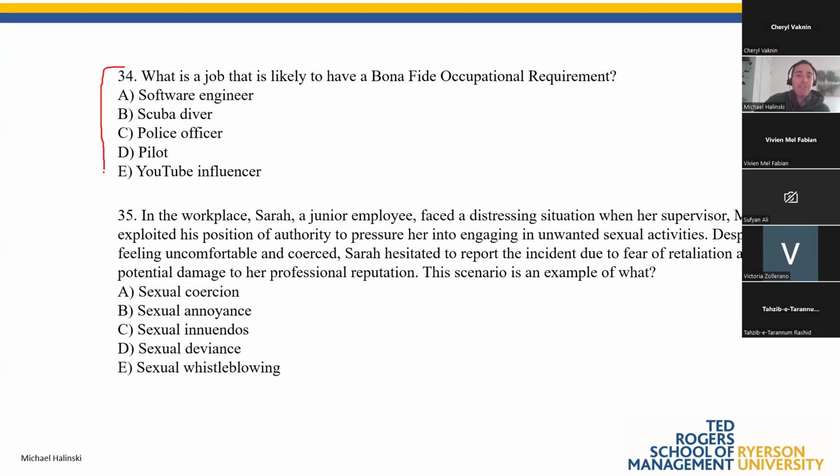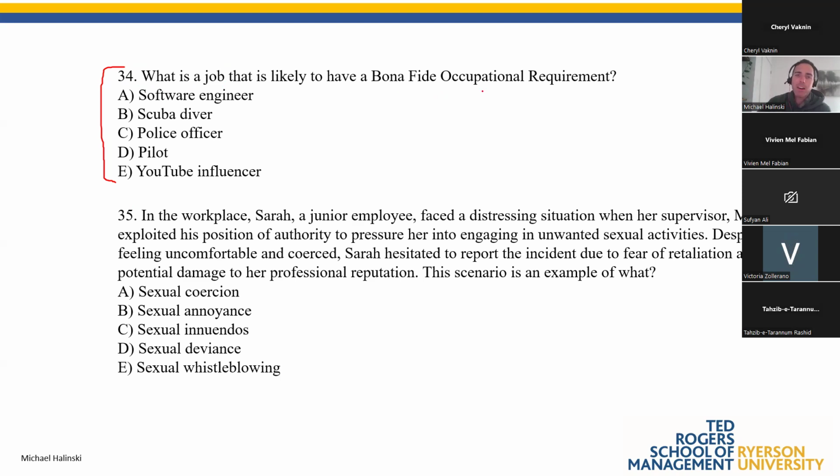Okay, so I have to admit, this is a question on last year's exam that I actually pulled off because there's an error associated with the question. But I still thought it was a good question to include for discussion purposes. So what is a job that is likely to have a BFOR?